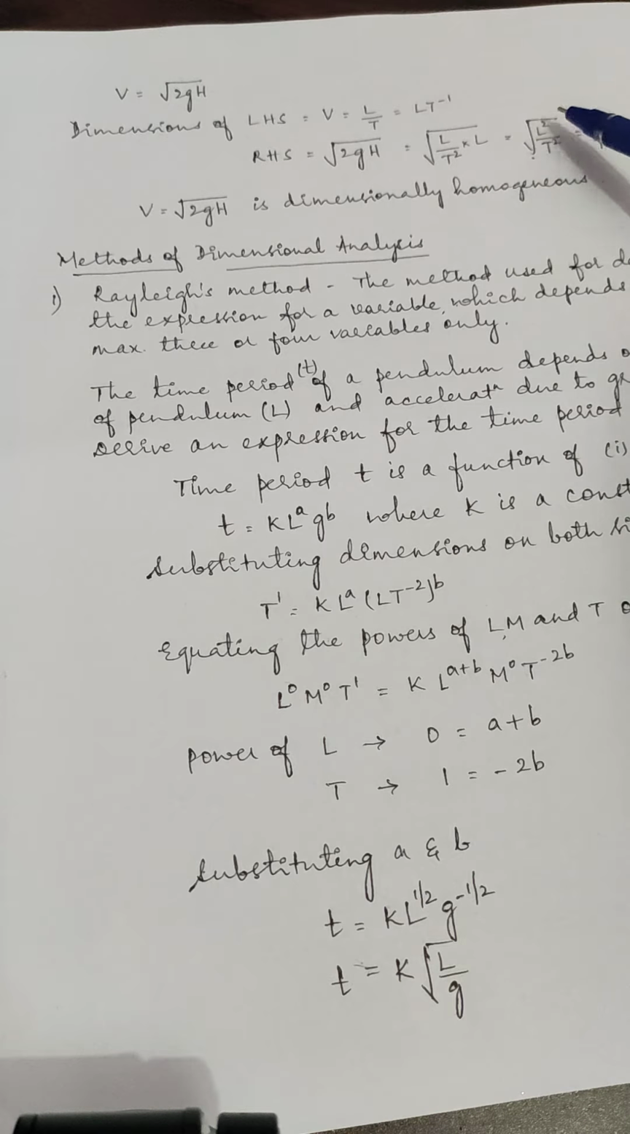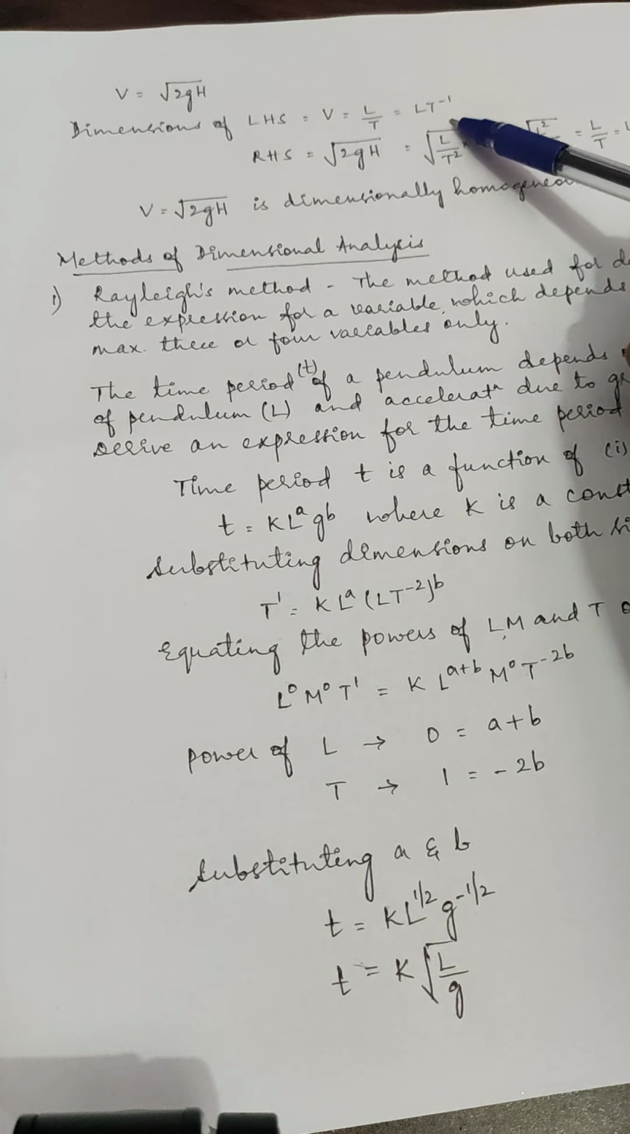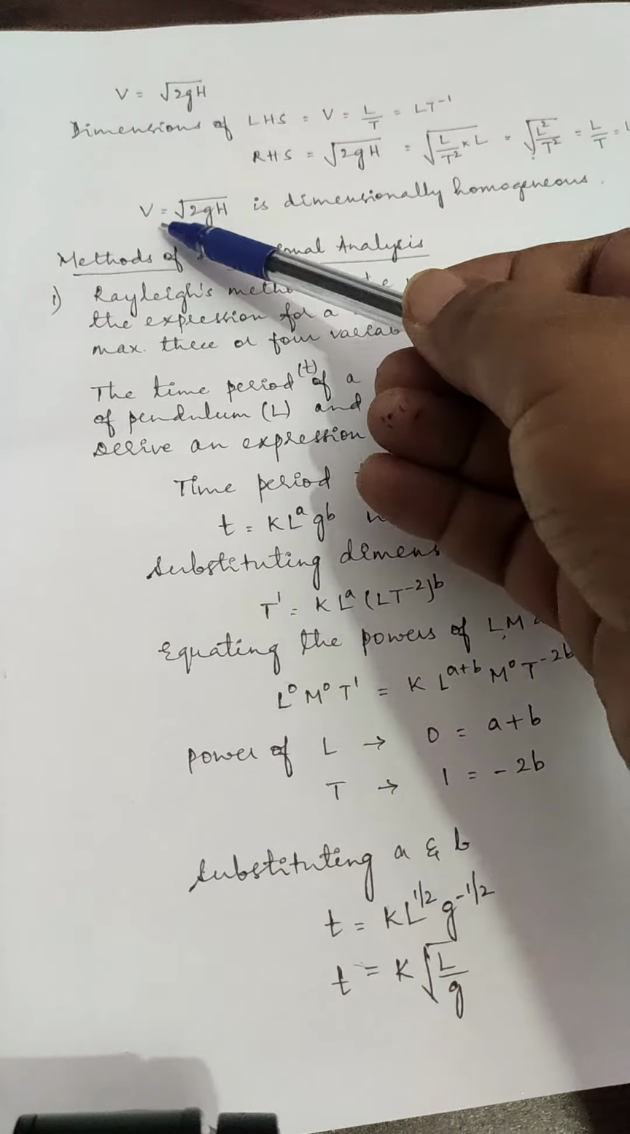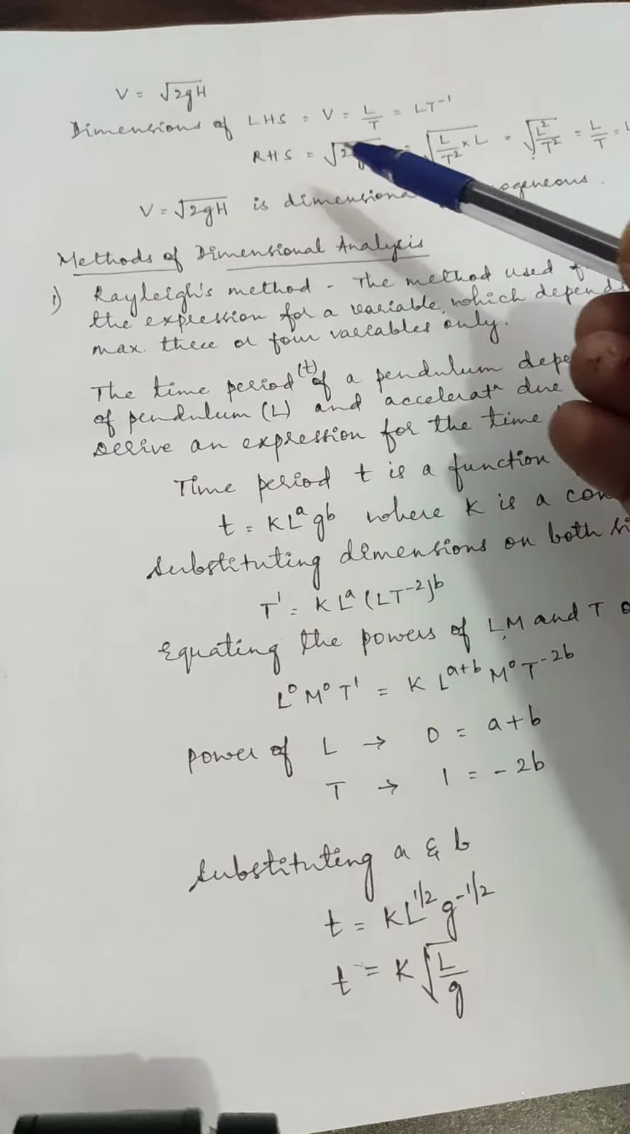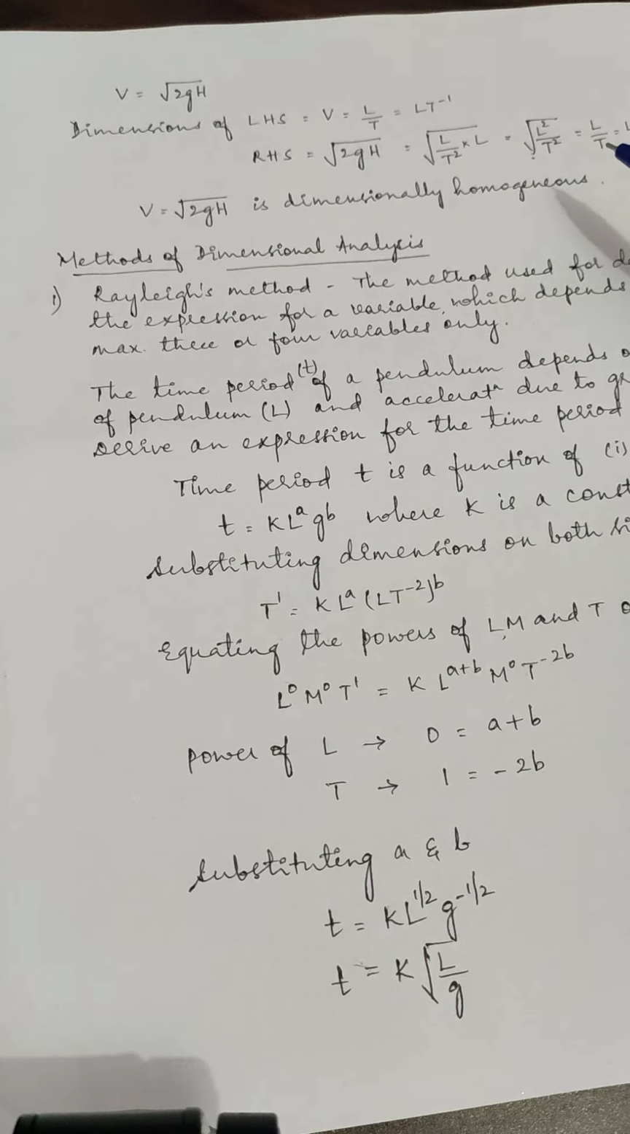So it is square root of L square by t square, so it is finally L by t, which is nothing but L t to the power of minus 1. So LHS is also L t to the power of minus 1, and RHS is also L t to the power of minus 1. So V is equal to square root of 2gh. It is a dimensionally homogeneous equation.